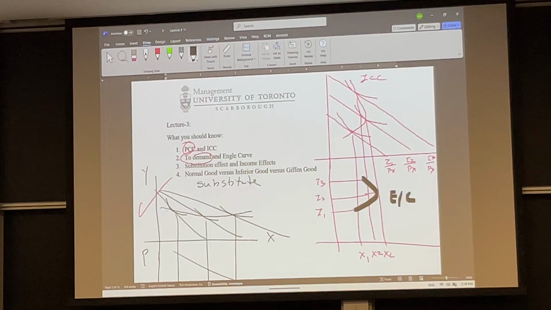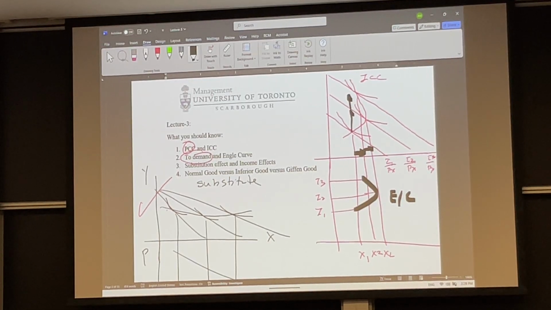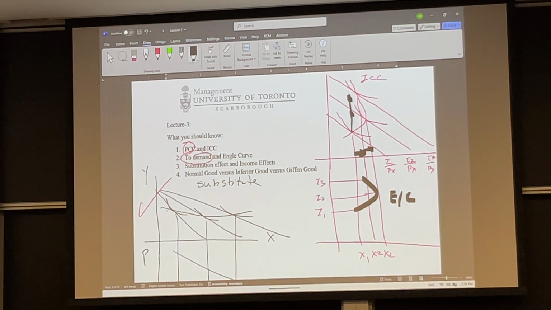See, from here to here, normal. From here to here is inferior. That's for X. But for Y, you consume more and more. The way I graphed it, Y was normal in both cases. X was initially normal, then became inferior. Can you graph an ICC where both become inferior? Yes or no? Anyone? The answer is of course not.